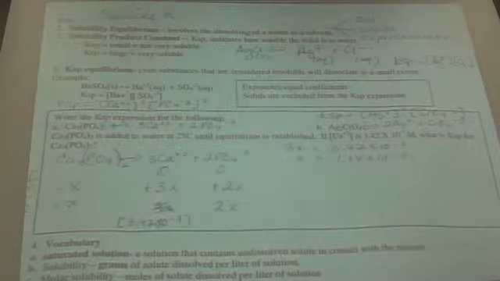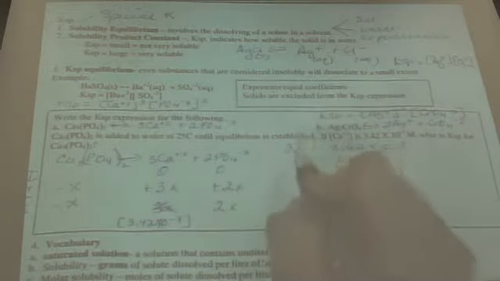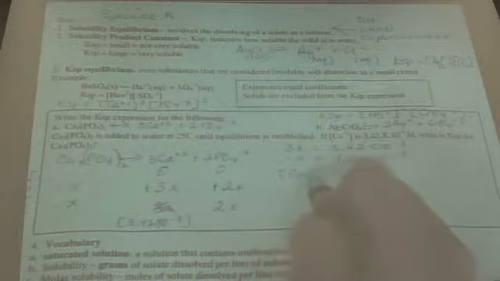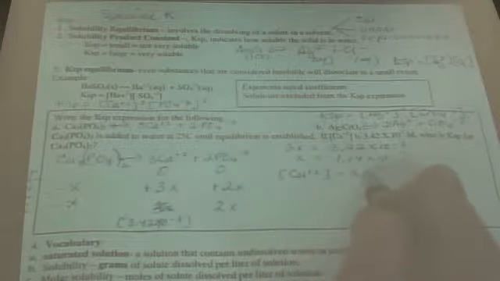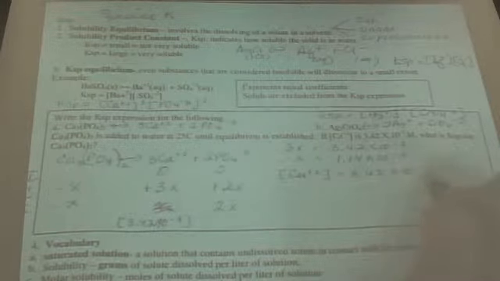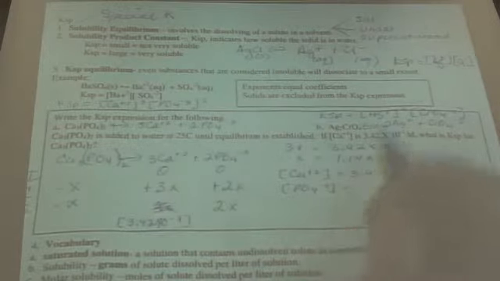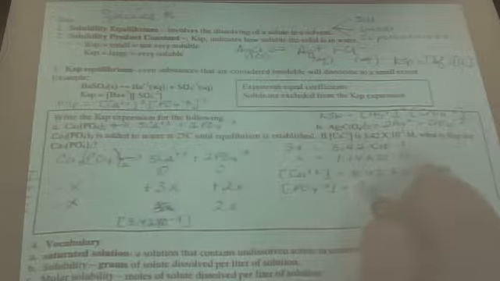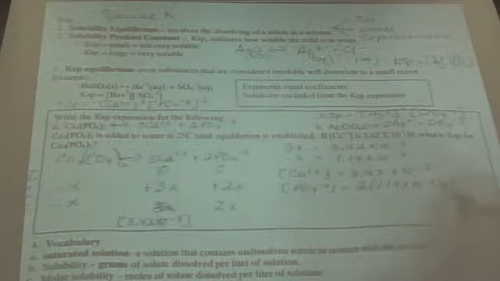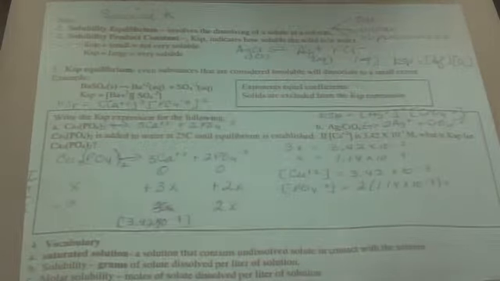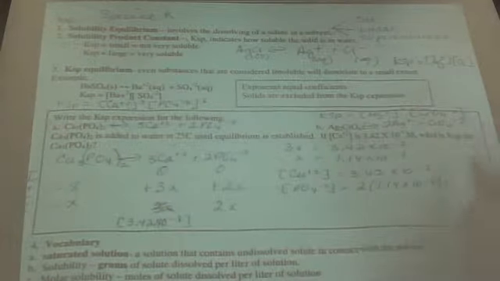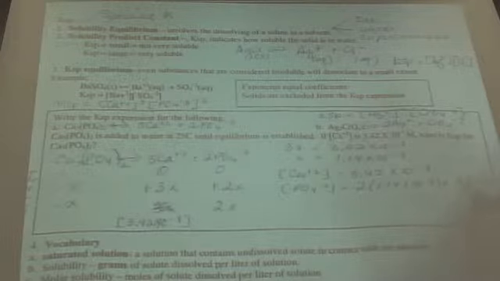Why do I even need that? So you can find PO4. So I can find PO4. So I know that the calcium is 3.42 times 10 to the negative 7, and the PO4 is equal to 2x, so that's 2 times 1.14 times 10 to the negative 7, which is equal to, I probably could have done that right in my head, 2.28 times 10 to the negative 7.